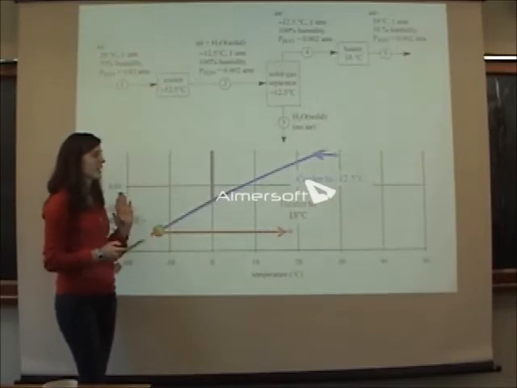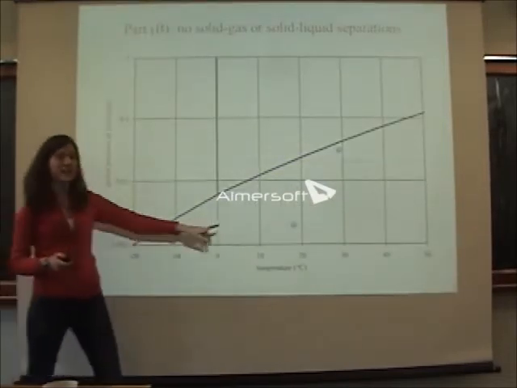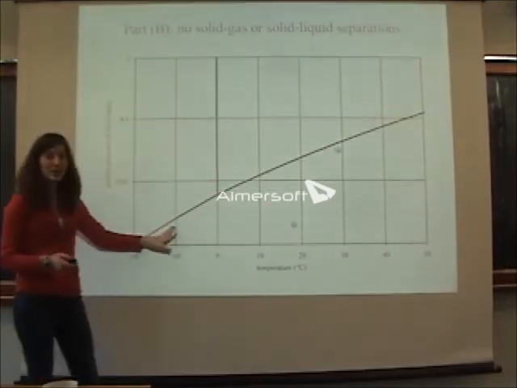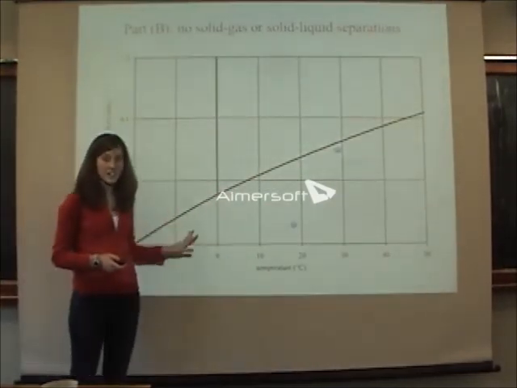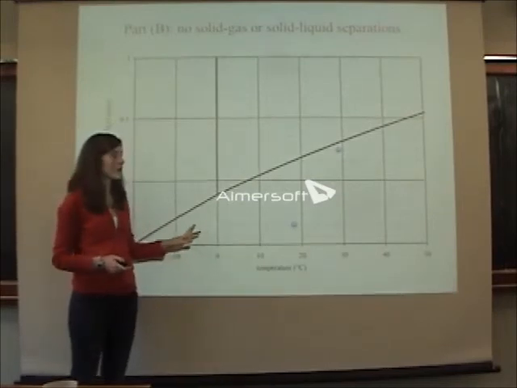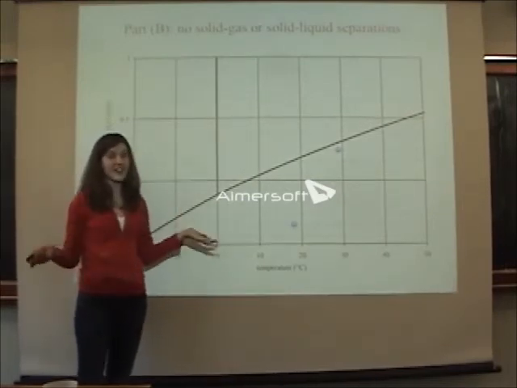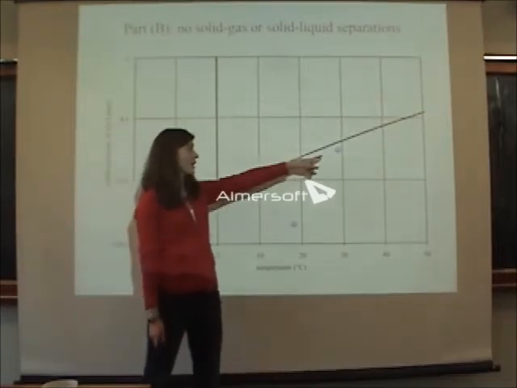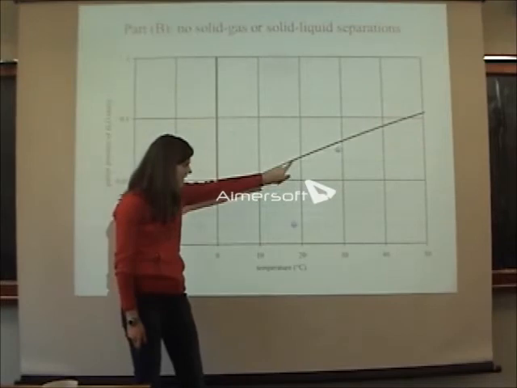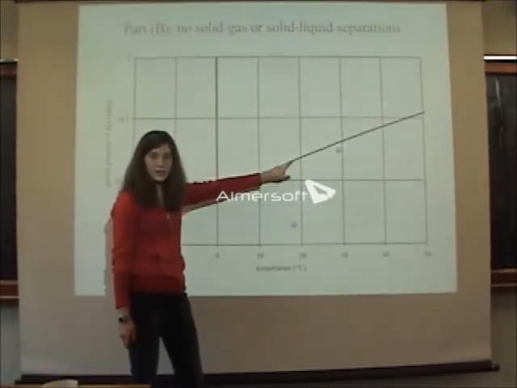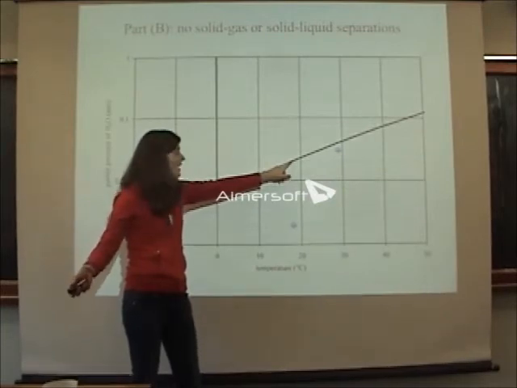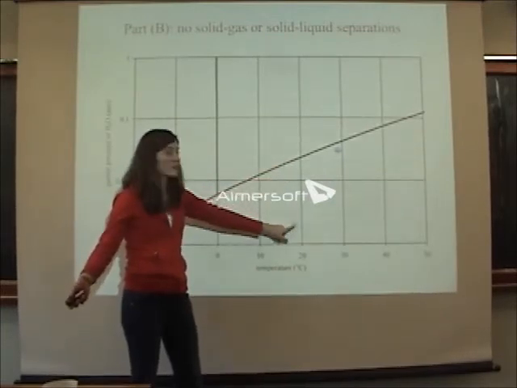All right, so let's head on to the next part. So we have our same 2 points. But this time, we're not allowed to use this separator down here because we've been told we're not allowed to use a solid vapor separator. Okay? So my thought is, let's go here, right? We're going to cool it again. Let's cool it down to right here, right? And then we're going to separate it like we did before. And then I'm going to expand it down here.